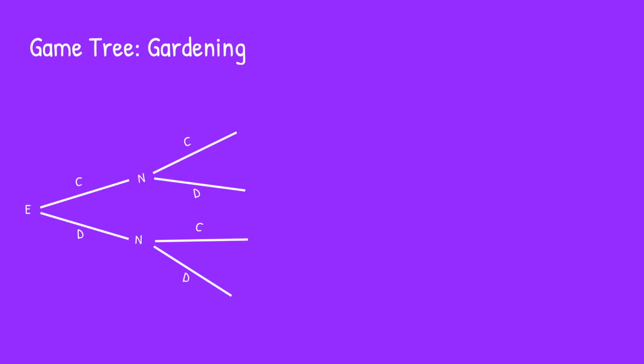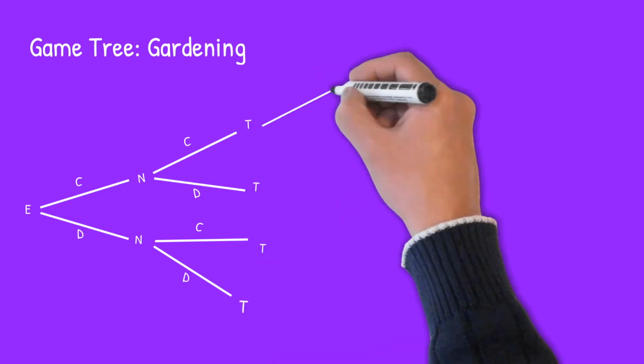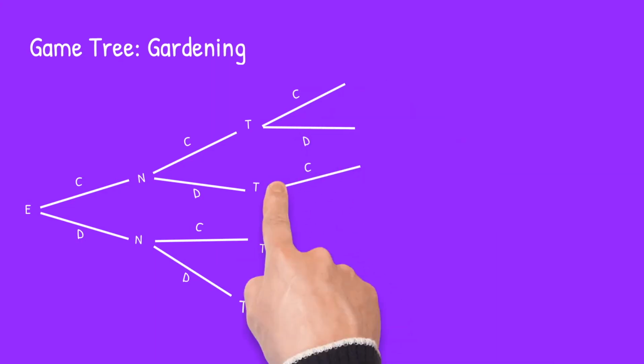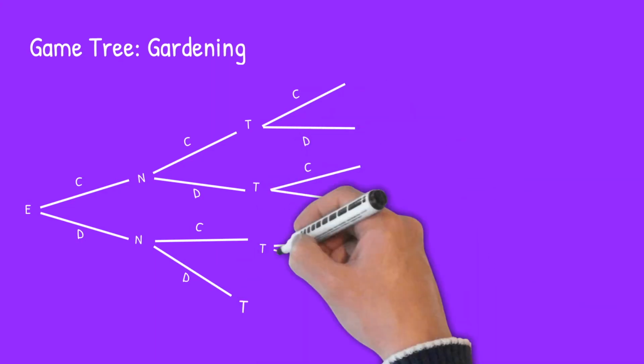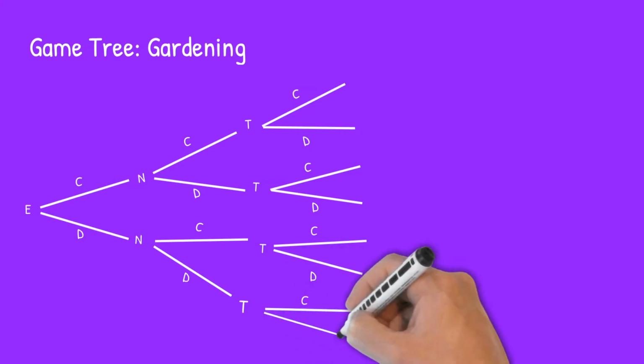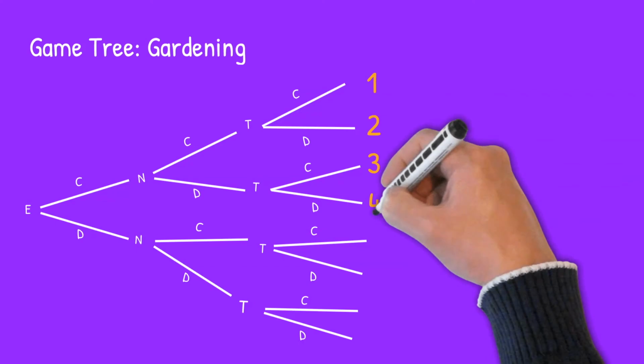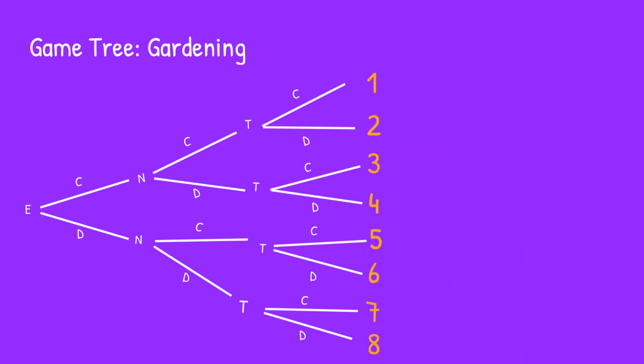Let's continue. After Nina makes her decision, finally it's Talia's turn. She will choose to contribute or not before the game ends. So again, we are giving two branches at every decision node. Alright. Our game tree is ready, and we have 1, 2, 3, 4, 5, 6, 7, 8 possible outcomes for this game.